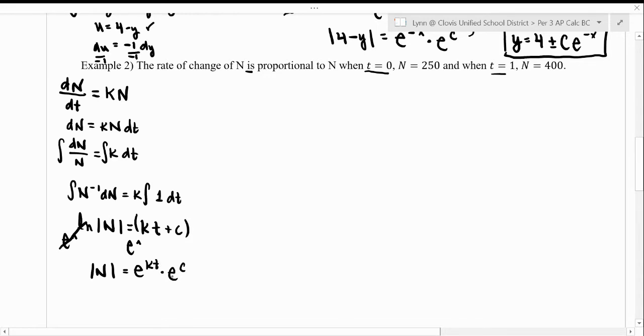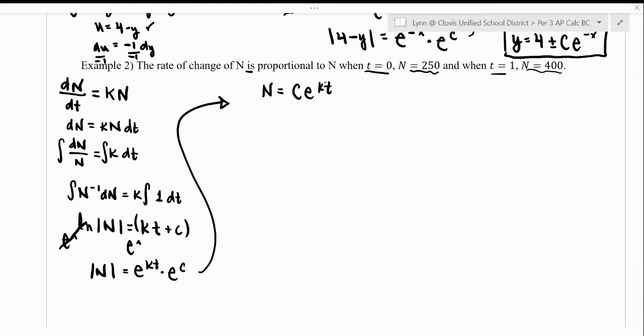And then e is a value, like 2.7. C is also a value, like 12. We don't know what it is. So this is just a whole other constant. The other thing, too, is we can see that n is positive, right, what we're working with. So we don't need those absolute values because n is positive. So then what I'm left with is n is equal to c e to the kt. So if all I had to do was solve for that equation of n, ta-da, we're finished. But now we're given information to help us find what the values of c and k are.